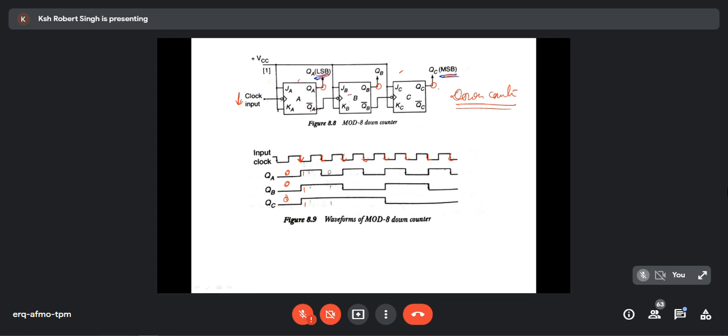Yes, sir. So earlier, what about this one? Earlier, what will be here? Earlier 1. This one output is 1. Can you understand? Yes, sir. In the beginning, if it is 0, this will be 1, because this is the complement.